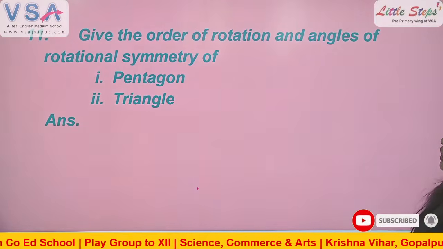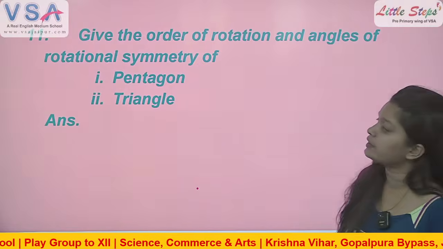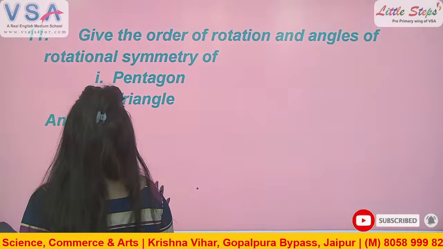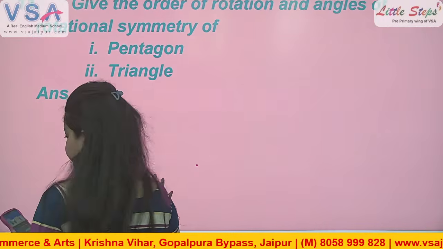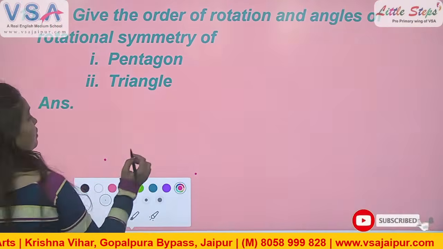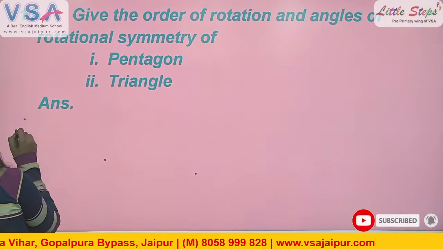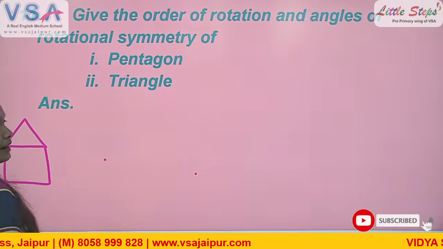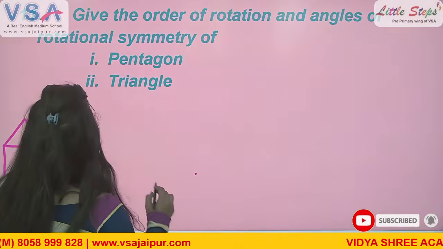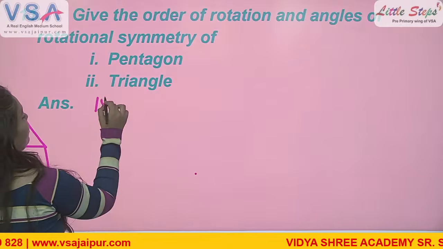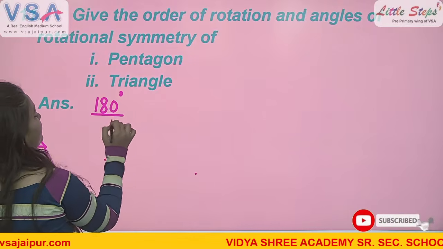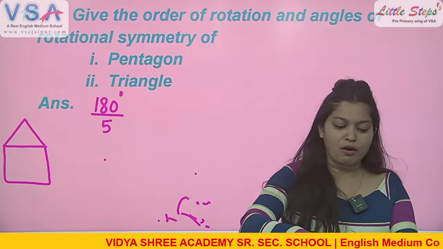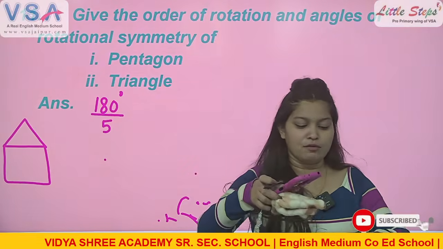Give the order of rotation and angle of rotational symmetry. First of pentagon, second is of triangle. Let's have a look how we will do this. So we have pentagon. You all can see this is pentagon. Pentagon has 5 sides. So what the formula is? 180 degree divide by 5. We will divide 180 degree by all the 5 sides, and what we have?